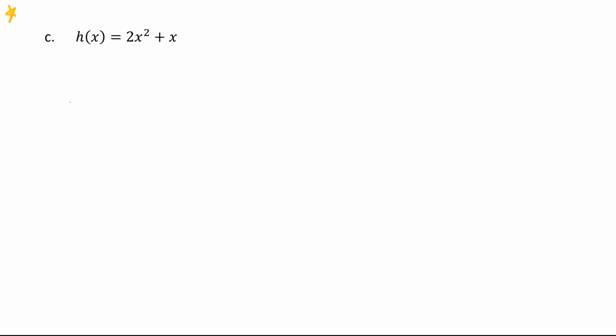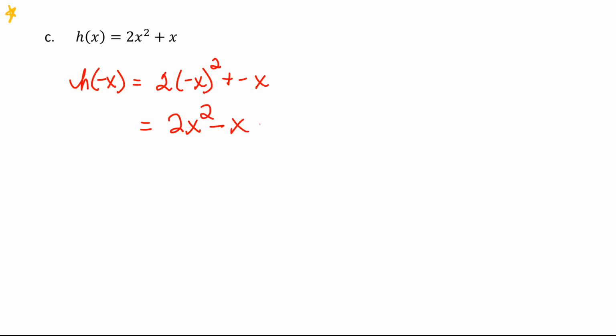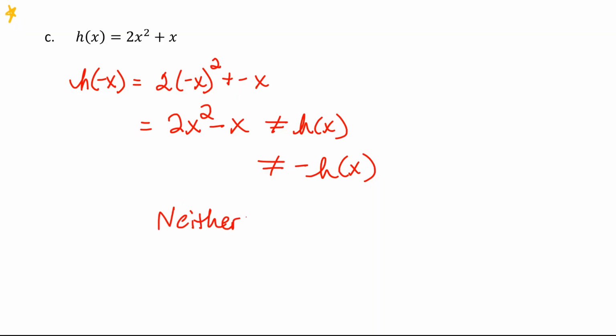Again, here's another one. We're going to plug in negative x. So h of negative x is equal to 2 times negative x squared plus negative x. And that is just 2x squared minus x. And you can see that that is not equal to h of x, and it's not equal to the opposite of h of x either. It's not the same as it was to start with. And it's also not the opposite of h of x. Therefore, this function is neither even nor odd.